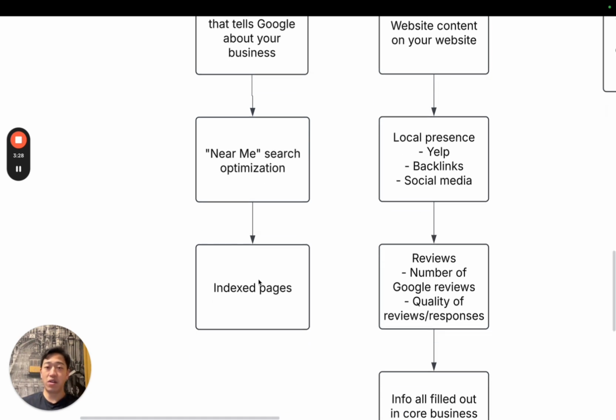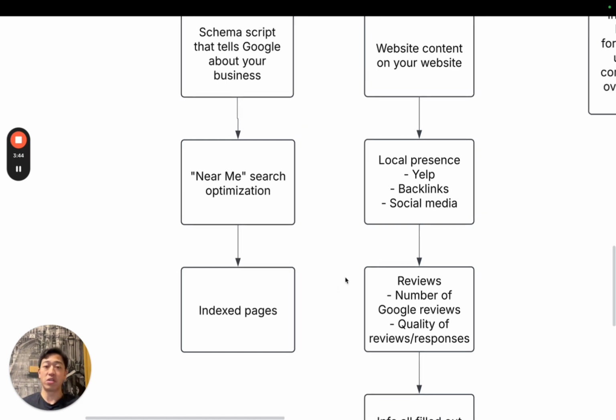The last thing with on-page SEO is actually having your pages indexed. Google might take a couple of months to index your pages, but if you have the tech background, you could actually just tell Google to rank your pages. You can make an API call to Google, and Google will automatically rank all those pages.